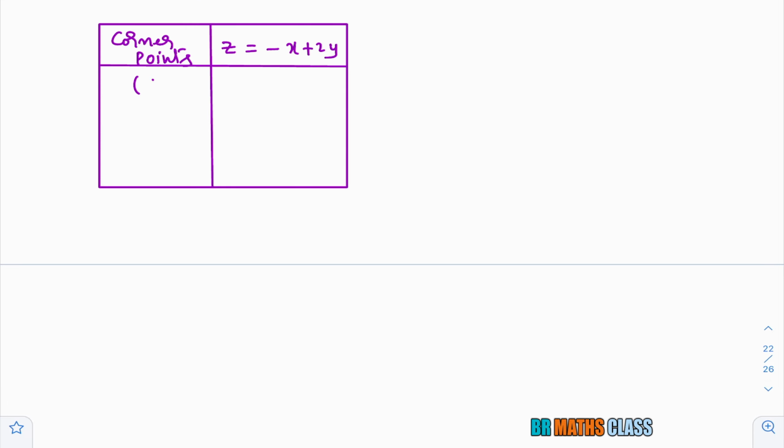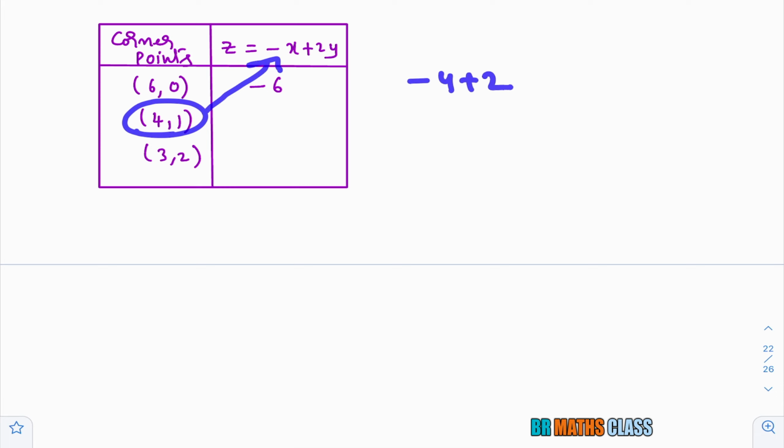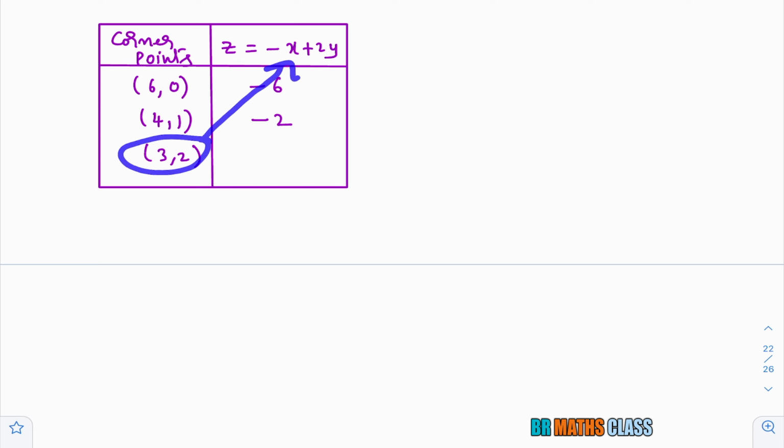What are the corner points we got? One is 6 comma 0, another one is 4 comma 1, another one is 3 comma 2. Substitute these corner points. Substitute this point in this. What will you get? Z equal to minus 6. Substitute this point in this. What will you get? Minus 4 plus 2, that is minus 2. When you substitute 3 comma 2 in this, you will get minus 3 plus 4, that is 1.